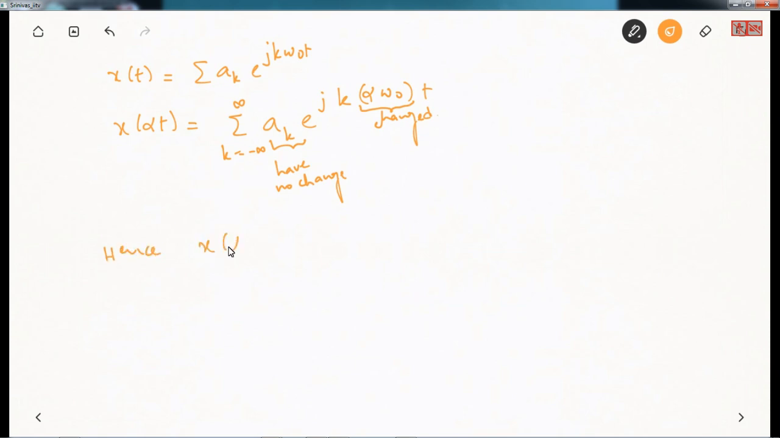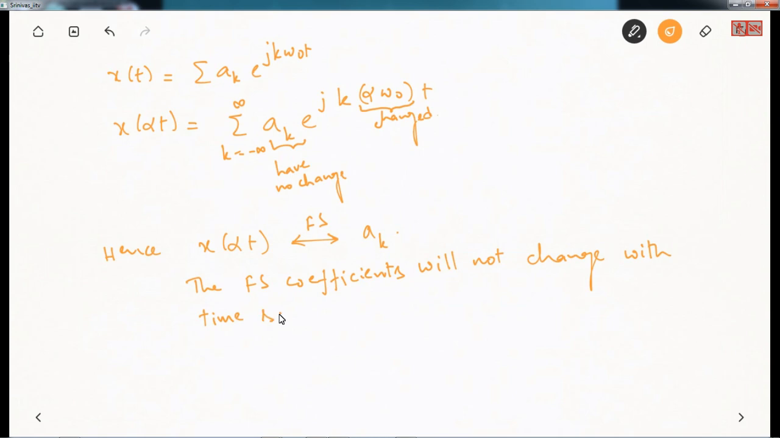Hence, x of alpha t also has the Fourier series coefficients a k. The Fourier series coefficients will not change with time scaling.